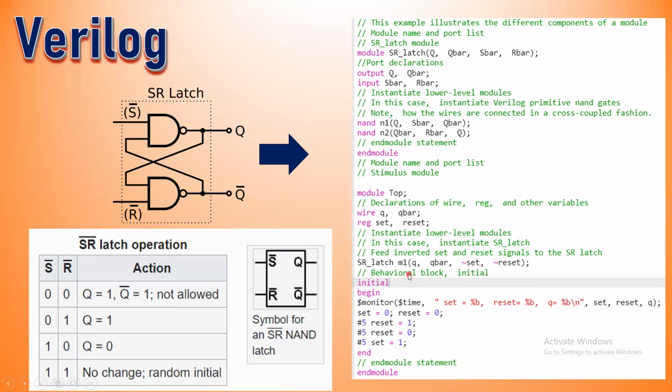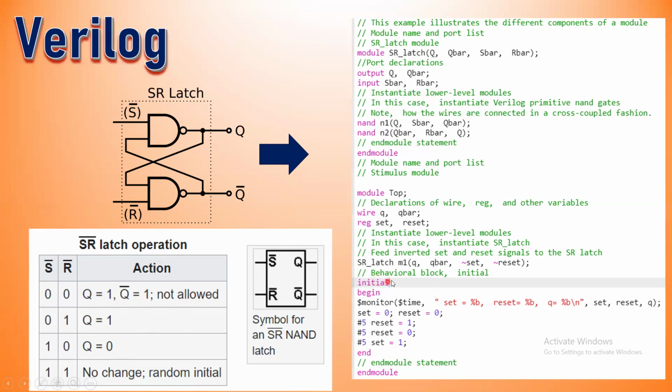Now once you define the wires and registers, then you have to write the initial block, that is a behavioral block. So it means we are telling how the behavior of this circuit is, which we have explained simply.